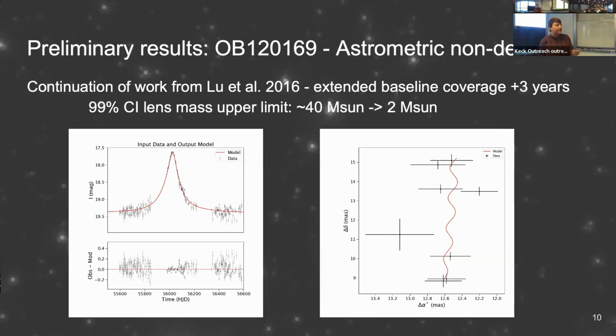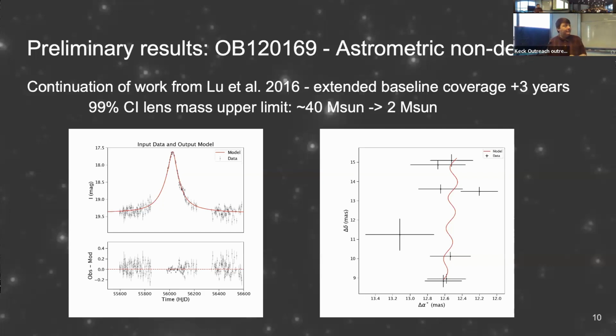And so I have a few events from the sample to talk about today. The first one of these is actually an example of an astrometric non-detection. So this event was initially studied in a paper that Jessica published in 2016 that had 2 years with 4 epochs covering this target. And there was basically a non-detection of an astrometric signal in that study.